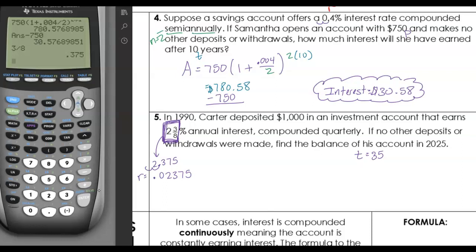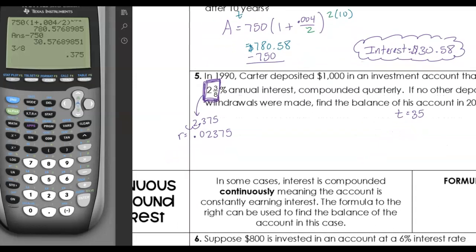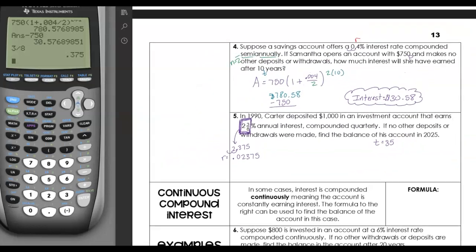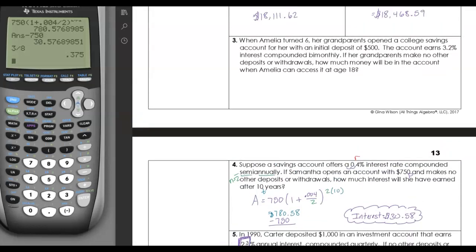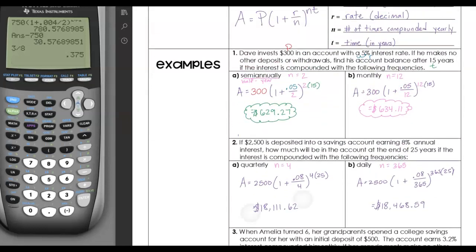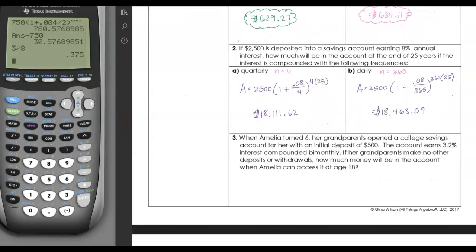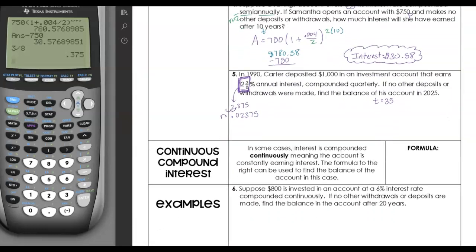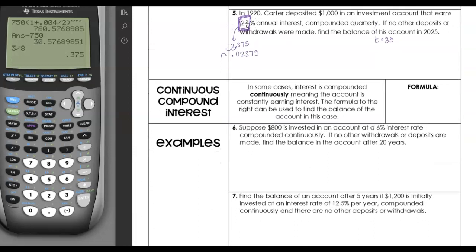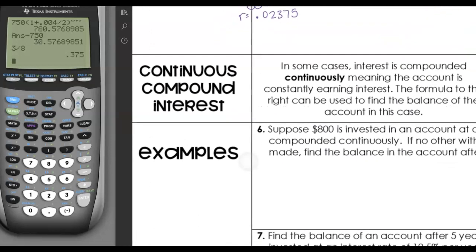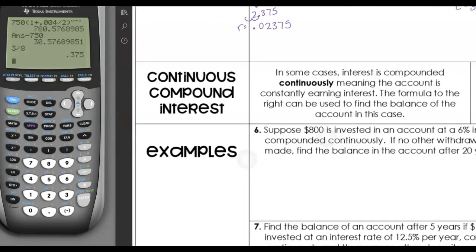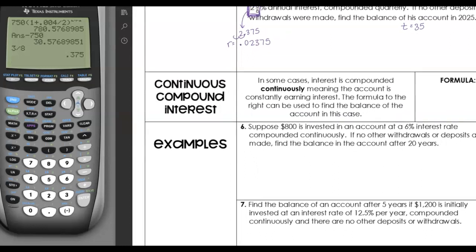All right, so now there's one other type. So all of these have been the same type of compounded interest, right? We're using the same formula. All that's changing is the number of times per year that we're calculating that interest. There is another type of compound interest called continuous compound interest. Continuous compound interest, just like it sounds, is compounding the interest continuously.